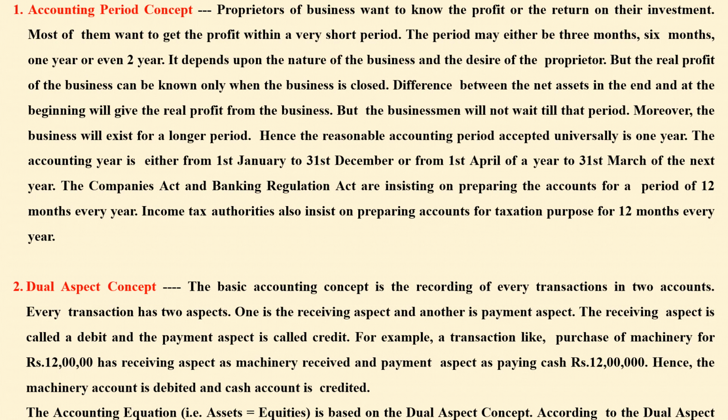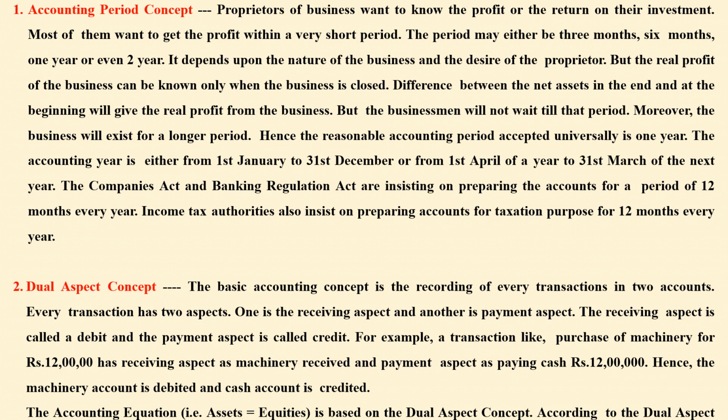The basic accounting concept is recording every transaction in two accounts. Every transaction has two aspects: one is the receiving aspect, another one is the payment aspect. The receiving aspect is called debit and the payment aspect is called credit. For example, a transaction like purchase of machinery for rupees 12 lakhs has a receiving aspect, as machinery received, and a payment aspect, as paying cash. Hence, the machinery account is debited and the cash account is credited.